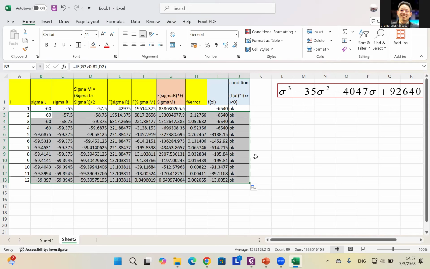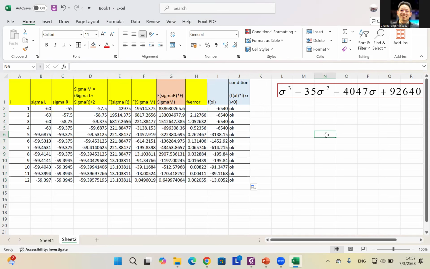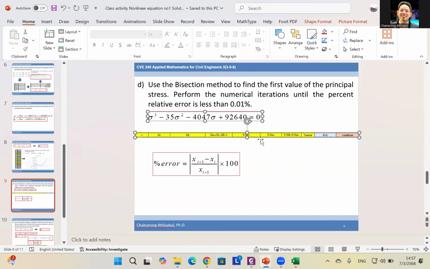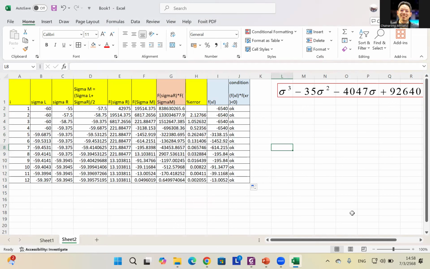Can we finish? The percent error is around 0.002. But what does our problem request? The percent error should be falling below 0.01%. Okay, so according to this, back to our sheet. What is falling below? It should be here. That we can stop, right? Okay, we can stop here.